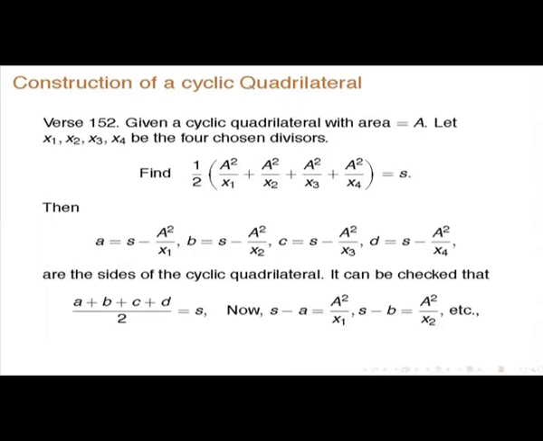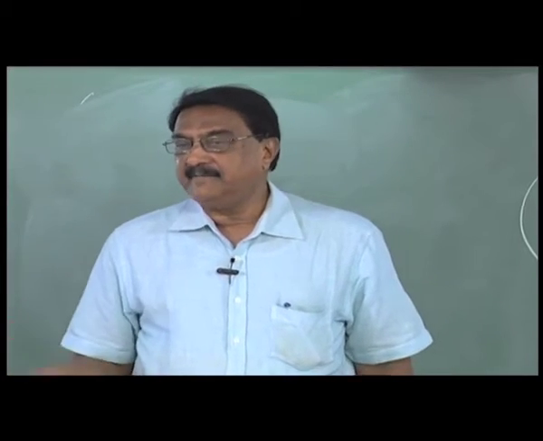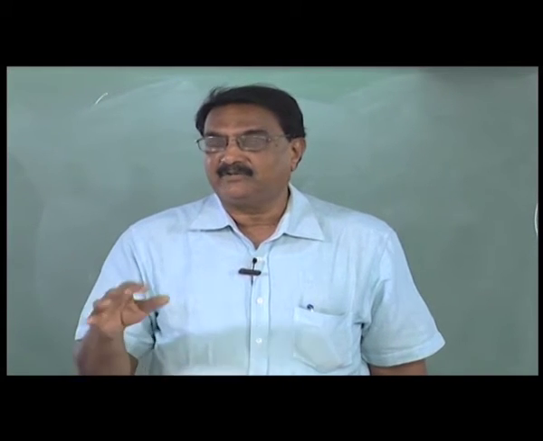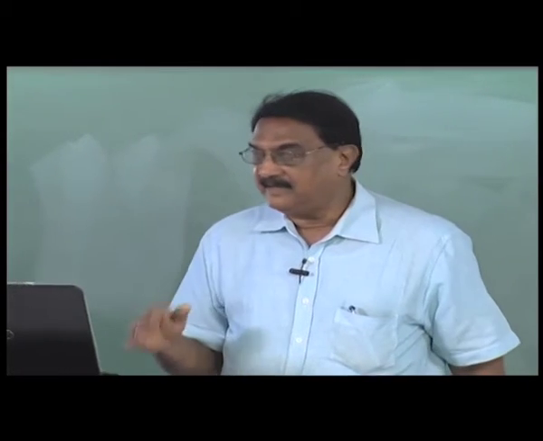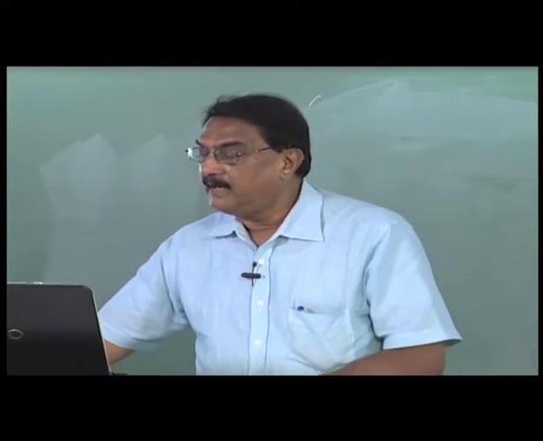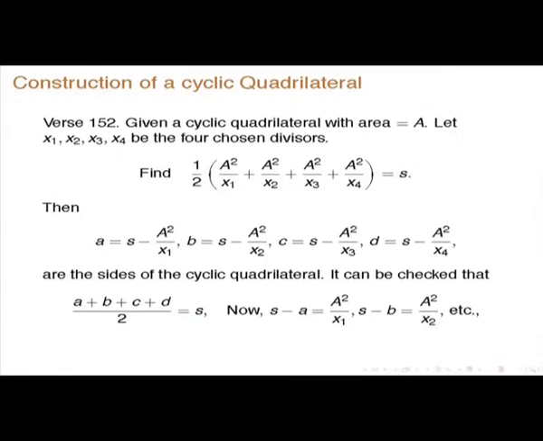So these are the various interesting things. One of the aims of the book is not just scholarly work, it is also to instruct students and learners of mathematics. So all these will give some good idea of how to manipulate with various things. Then he talks about the construction of a cyclic quadrilateral. Suppose you construct a cyclic quadrilateral with area A. Let x1, x2, x3, x4 be the 4 chosen divisors. Arbitrarily you take them, of course everything is rational, and find this.